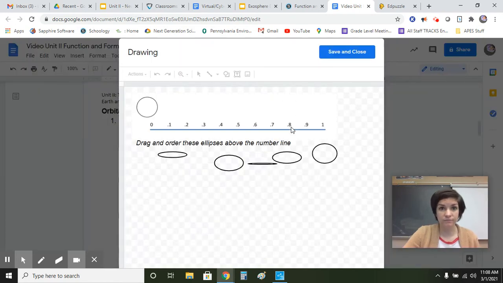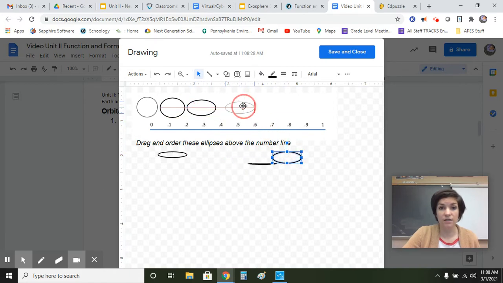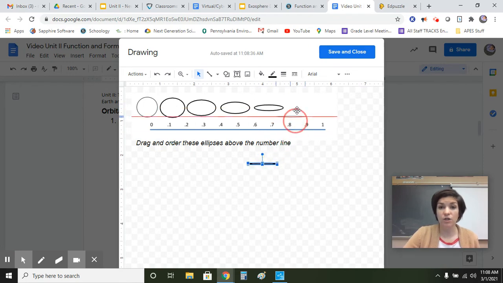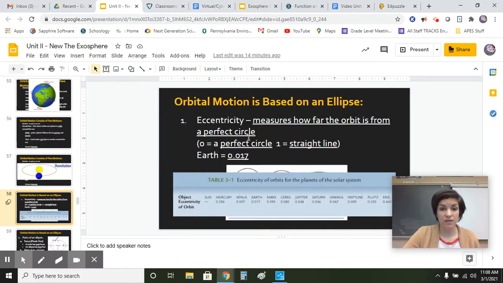Let's double click here. What you're going to be doing is moving these circles that are turning into ellipses onto this thing right here to show how, as an ellipse gets closer to 1, it's going to be closer and closer to a line. All right, save. Okay, so if I look at the notes, here we are.